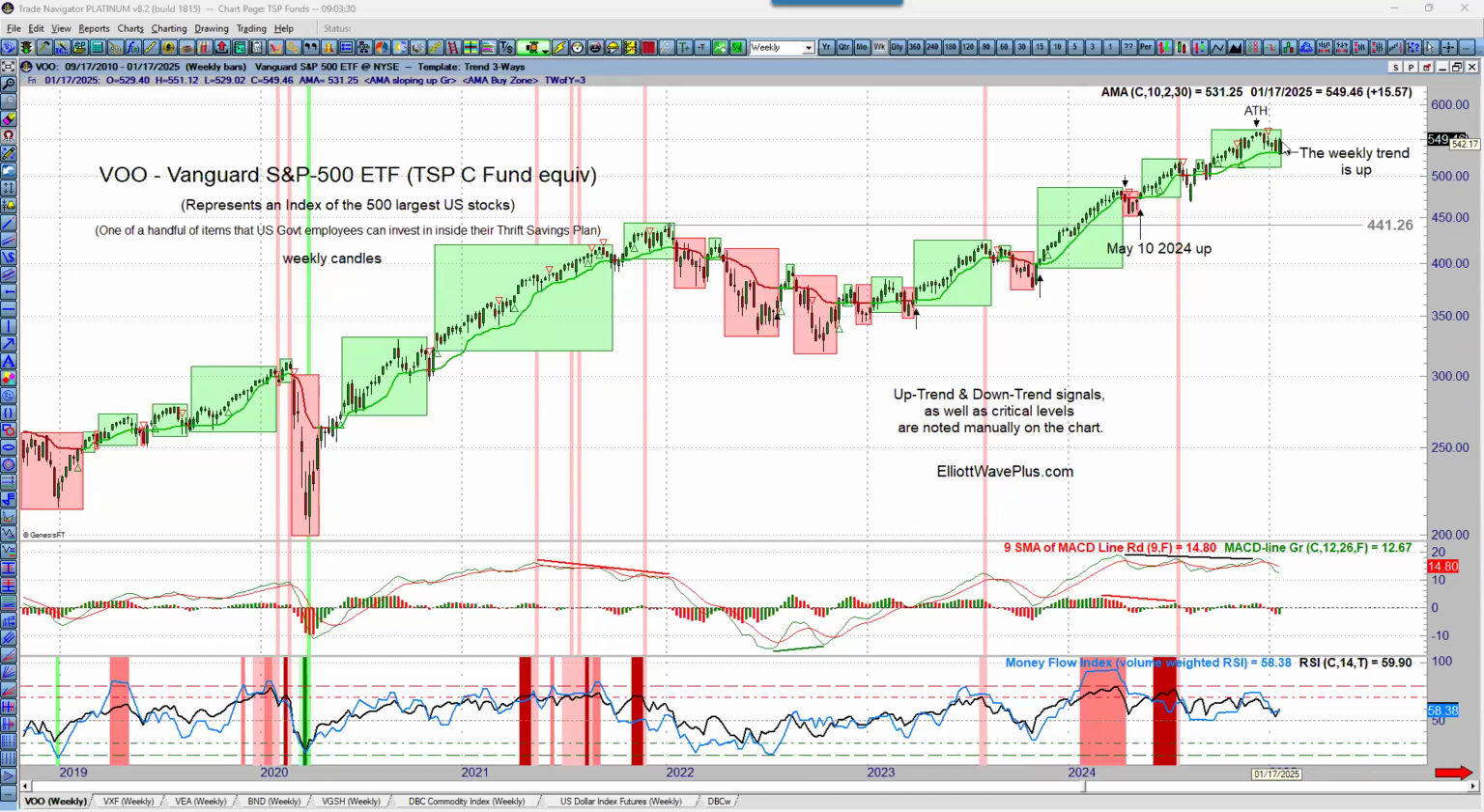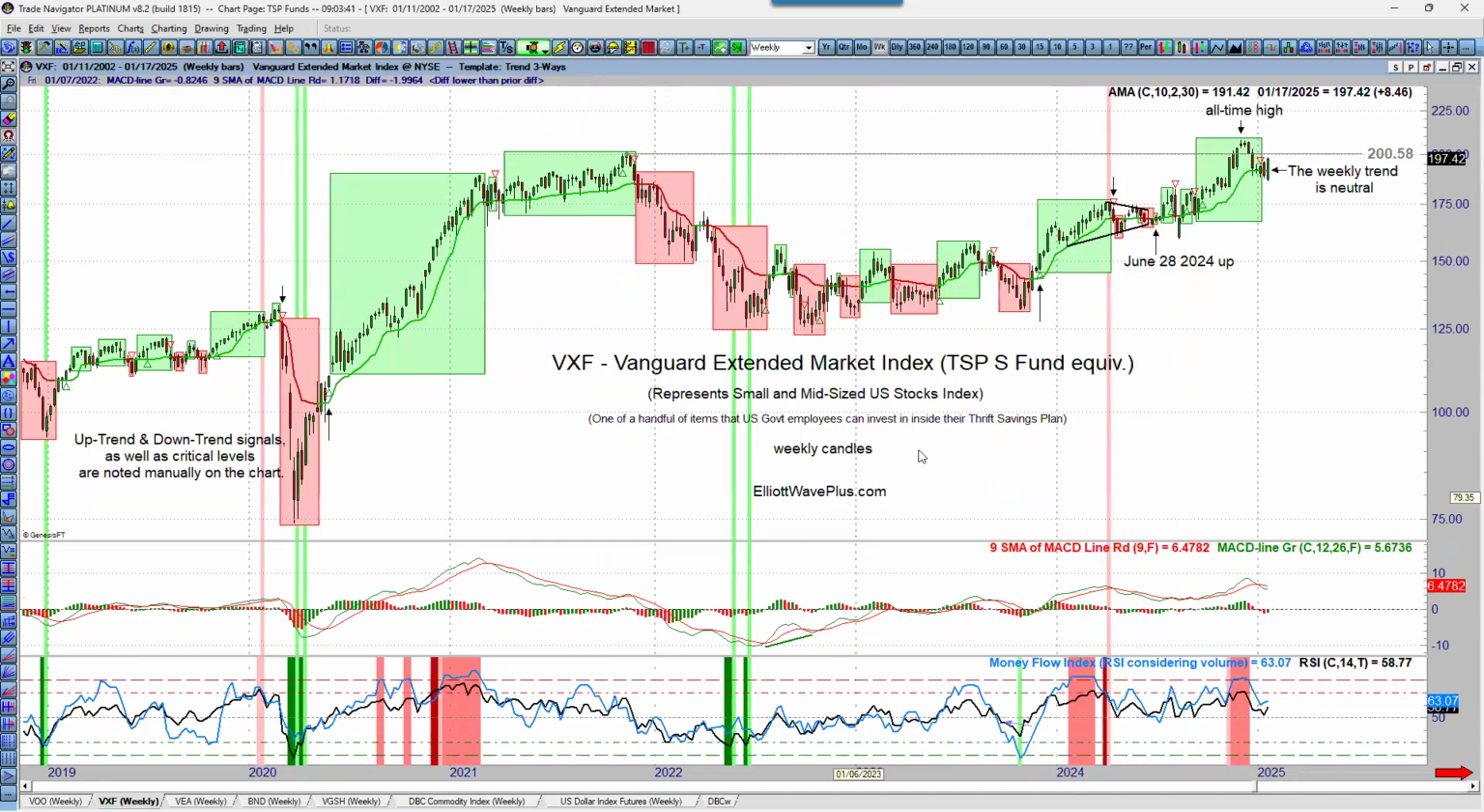So we had an up week and actually a bullish engulfing candle on a weekly chart on the S&P 500, and the weekly trend is up. The weekly trend on the small and mid caps continues to be neutral officially. It also provided a bullish engulfing candle, but it didn't close high enough above the adaptive moving average to give us a new uptrend on a weekly chart, so it's still neutral.